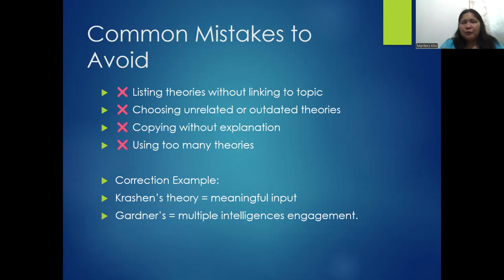So you have to avoid these mistakes. Listing theories without linking to the topic. Make sure that when you write theory, you link that to the topic. You mention the relation or relevance of this theory to your topic at hand. Avoid choosing unrelated or outdated theories. Copying without explanation. What did I say a while ago? It's better that you paraphrase it, make it sound like it's yours, but still you have to cite who wrote it, who said it. And avoid using too many theories. As I said, only one anchor theory and two supporting theories.